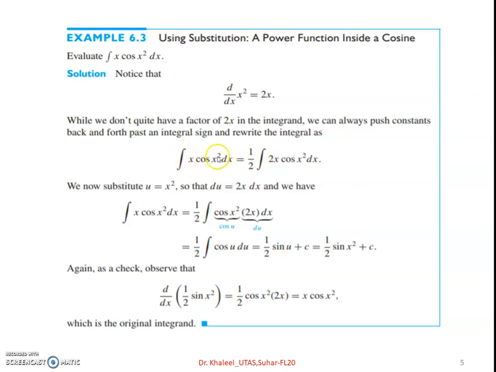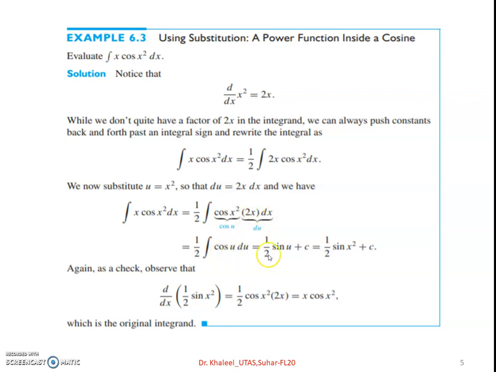Therefore, x cos x square dx I will write as 1 by 2 integration of 2x cos x square dx. Now you see, this 2x is the derivative of x square. So that's why I will take this x square as u. Then du is this. Then the given integral becomes 1 by 2 as it is, cos x square 2x dx is cos u du.